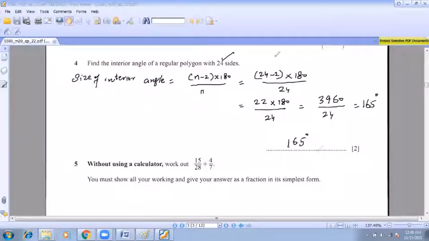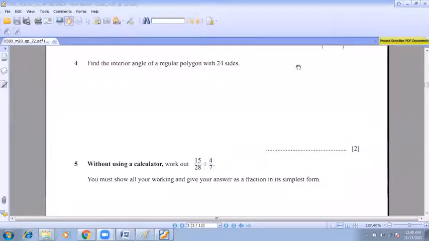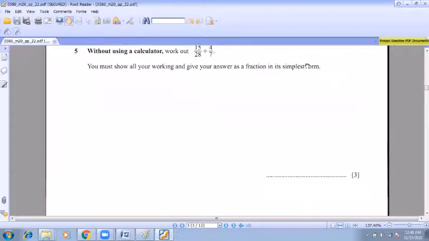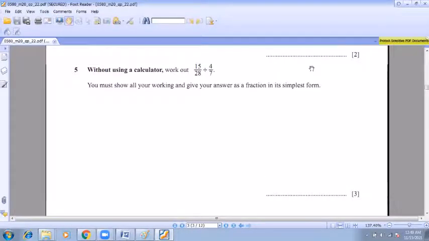Next question. Without using a calculator, work out 15 over 28 divided by 4 over 7. Show all your working and give your answer as a fraction in its simplest form. So let's have a look at how to find the answer to such questions without using a calculator.